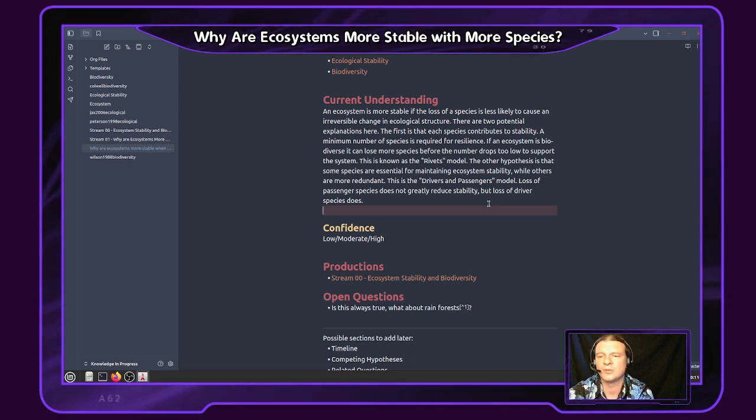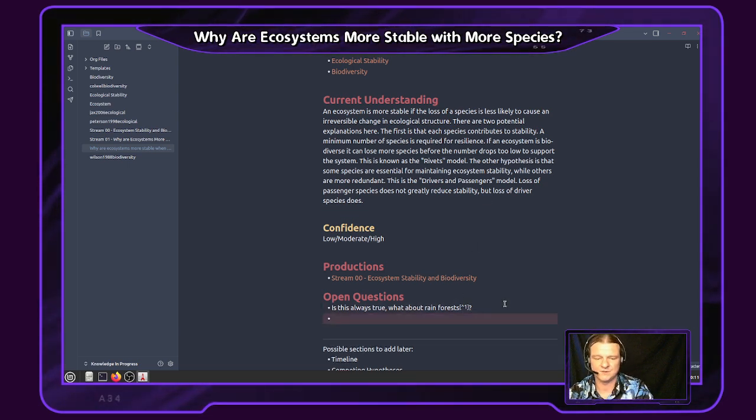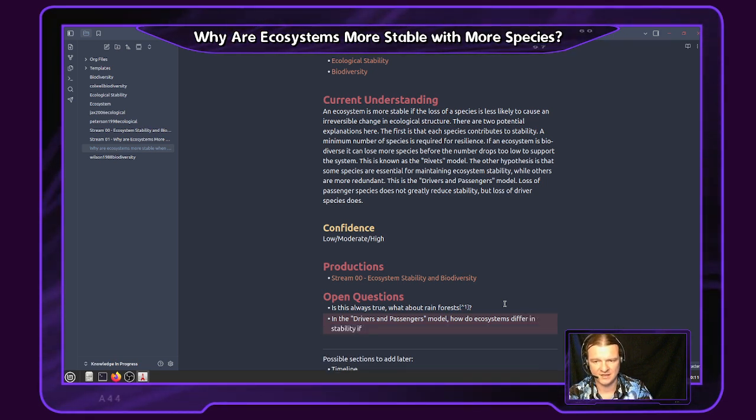That's a good open question as well. Let's put that in here, actually. We'll say in the drivers and passengers model, how do ecosystems differ in stability if, for example, they have a lot of passengers or very few. Let's actually change this to drivers.